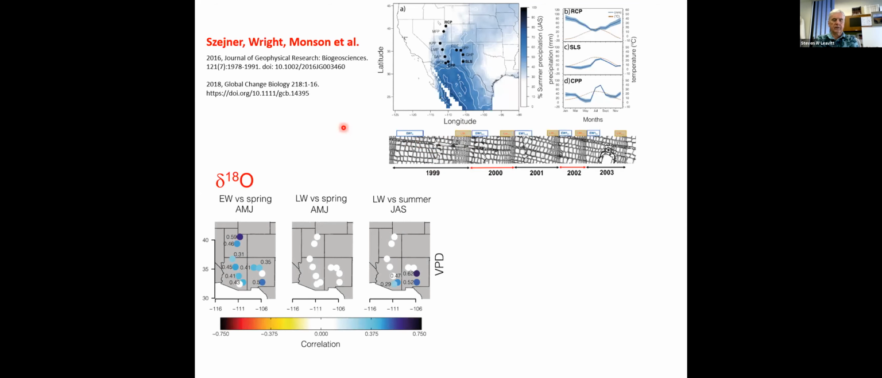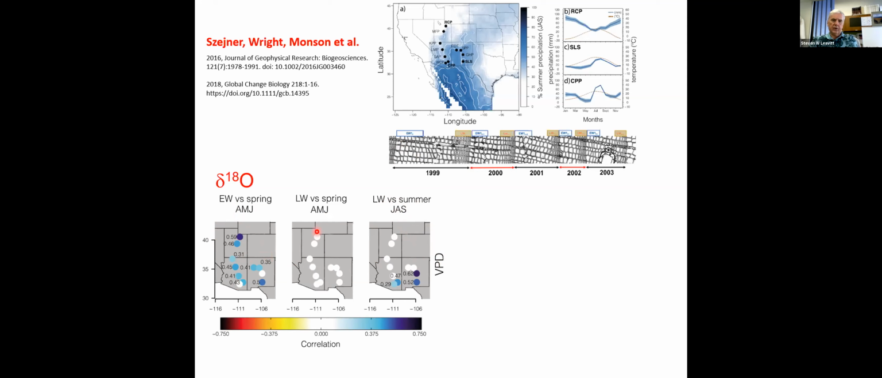And in terms of a little bit about what they found, this is delta 18O, and this is the early wood. So this is this part versus April, May, June vapor pressure deficit. This one is late wood versus April, May, June vapor pressure deficit, and this is late wood versus vapor pressure deficit, July, August, September. So we do see for the early wood a strong response over most of the sites to VPD in April, May, June for that early wood.